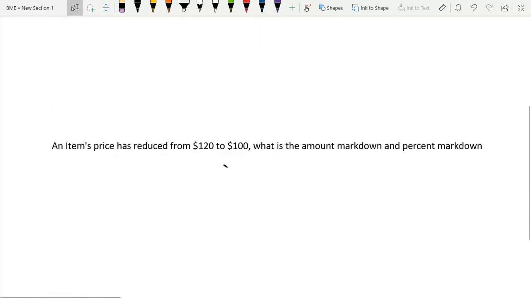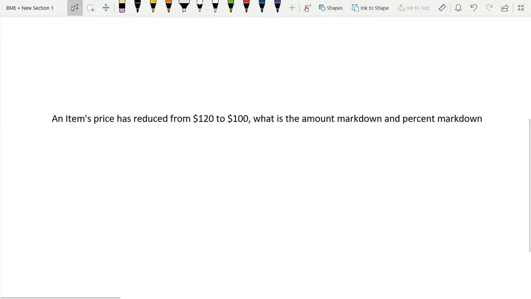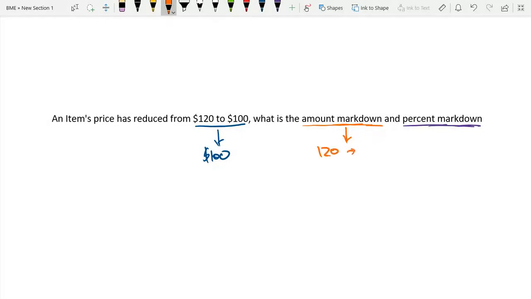So now we'll just do some problems to practice this. An item's price is reduced from $120 to $100. What is the amount markdown? So for amount markdown, I believe we used orange. I might be getting these colors wrong here, but anyways, what is the amount markdown and percent markdown? We used purple. Anyways, too late now. So an item's price is reduced from $120 to $100. So the easiest one to find in this case is the amount markdown. We already know the reduced price is $100 because it literally says it in the problem. The amount markdown is, if you go from $120 to $100, you're losing 20. So the amount markdown is $20.